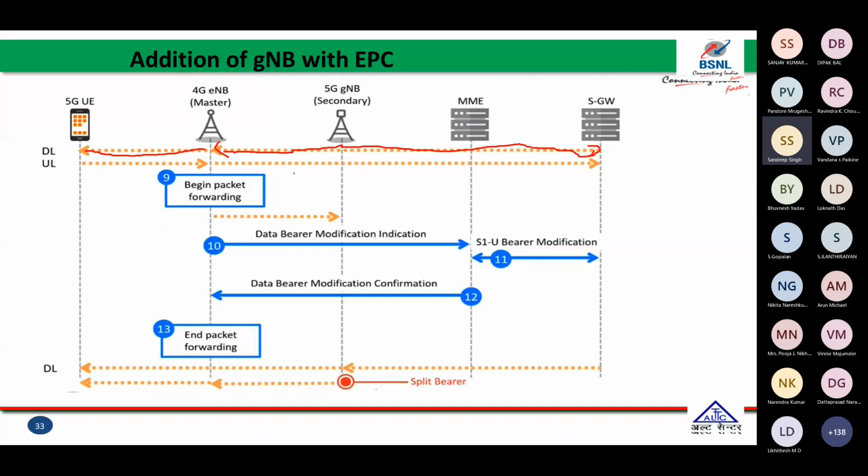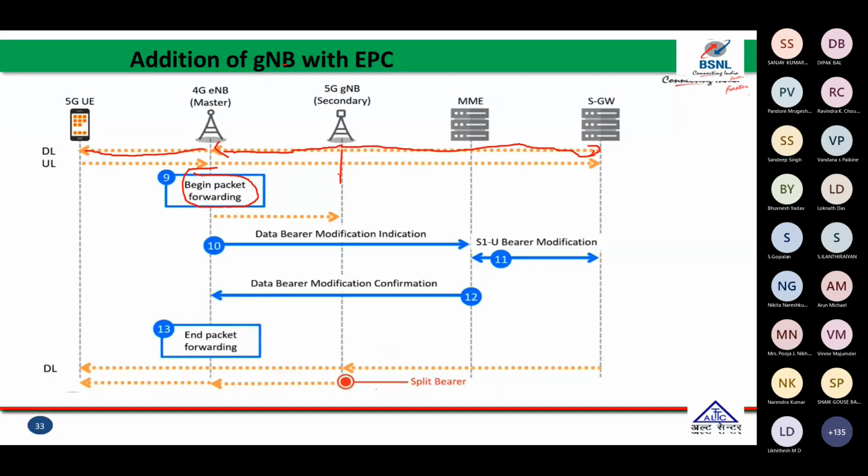So after the 4G RAN is added with the 5G gNodeB, the core network begins packet forwarding. Until this time they are forwarding the packets by eNodeB. But now there is a need for modification of the S1-U bearer, so that the data moves from the serving gateway to the 5G node B and from the 5G node B to the UE side.